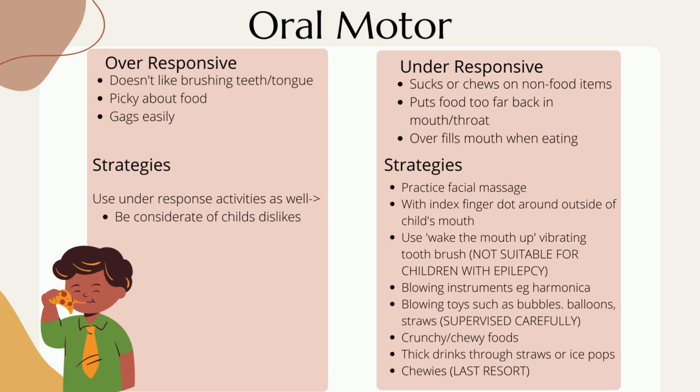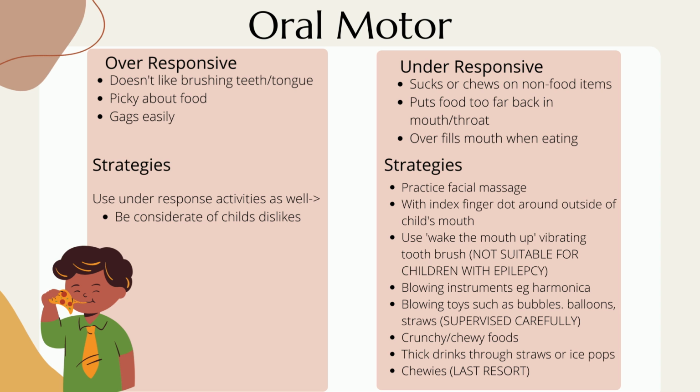For example, using your index finger to just dot around the outside of your child's mouth provides the sensation that they are craving. Also, that movement of rubbing their cheeks against their teeth, like the toothache massage you would give yourself if your jaw's giving you a bit of bother, can be a really calming sensation for them, because that's the oral motor sensation they are seeking. If you can provide that without them putting themselves at risk, such as overfilling their mouth or choking on food, then that's a really beneficial way to do it.